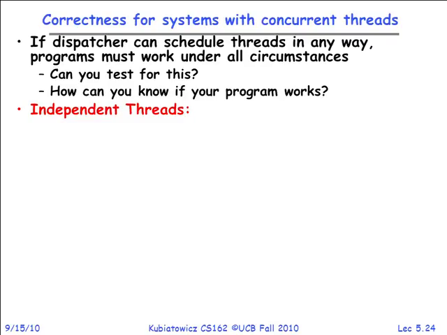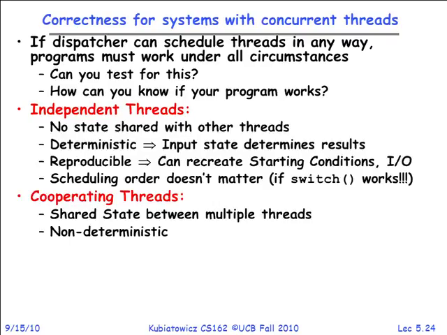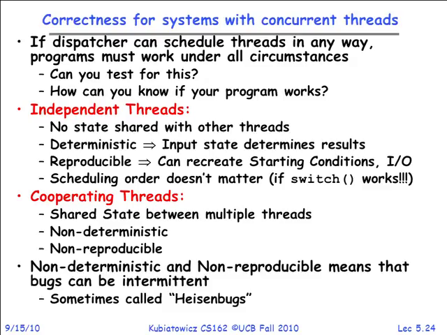Because now, the real world, we got cooperating threads. And in this case, there's shared state of some sort, like they share a file, or they share some variable in memory. And of course, what is that? Well, that's non-deterministic because the scheduler is not your friend, right? So they can do anything it wants to screw you up. It's not reproducible. You run it twice, you get a different answer. Okay? And non-deterministic and non-reproducible means that bugs can be intermittent. So what is that called? Heisenbugs, right? Okay, these are the bugs where you go to look at them and they disappear on you. Okay? So interactions really complicate debugging.